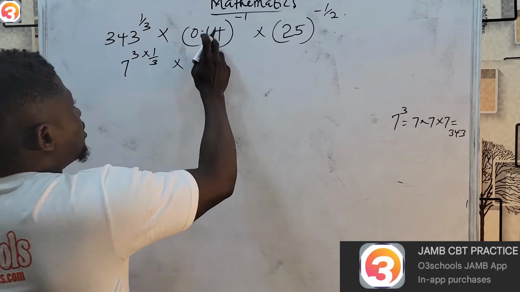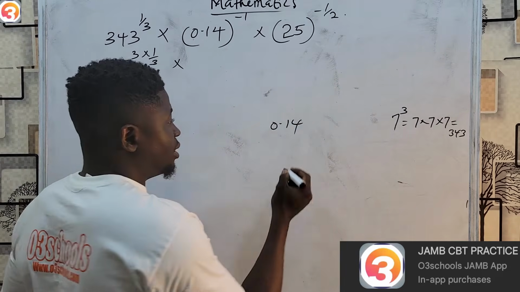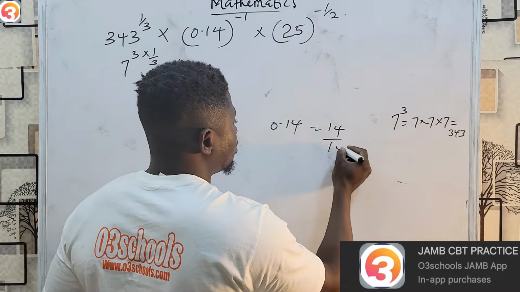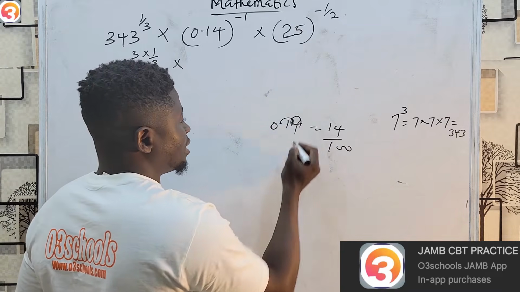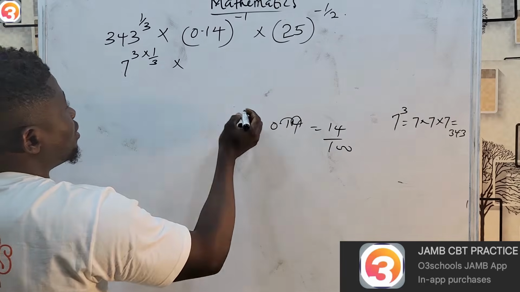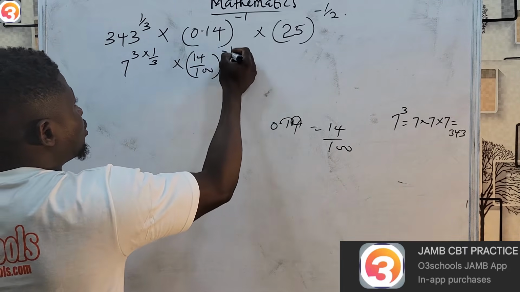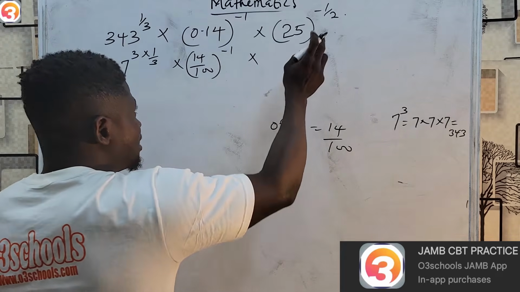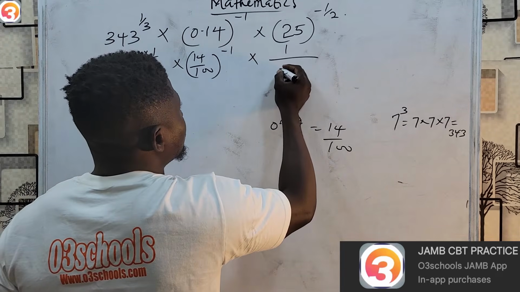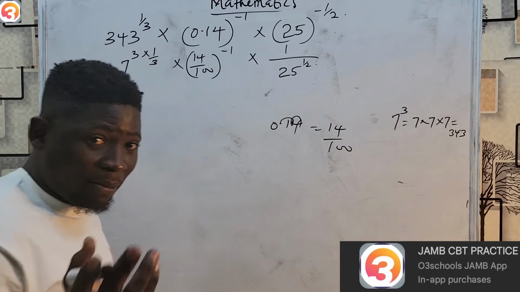And times we have 0.14. 0.14 in fraction is the same as what? 14 over what? 100, because you shift your decimal place how many times? Twice. So 14 over 100. So it's the same as 14 over 100 all raised by what? Minus 1. Then times this one is the same as what? 1 over what? 25 raised by what? 1 over 2. Abi, you remember?